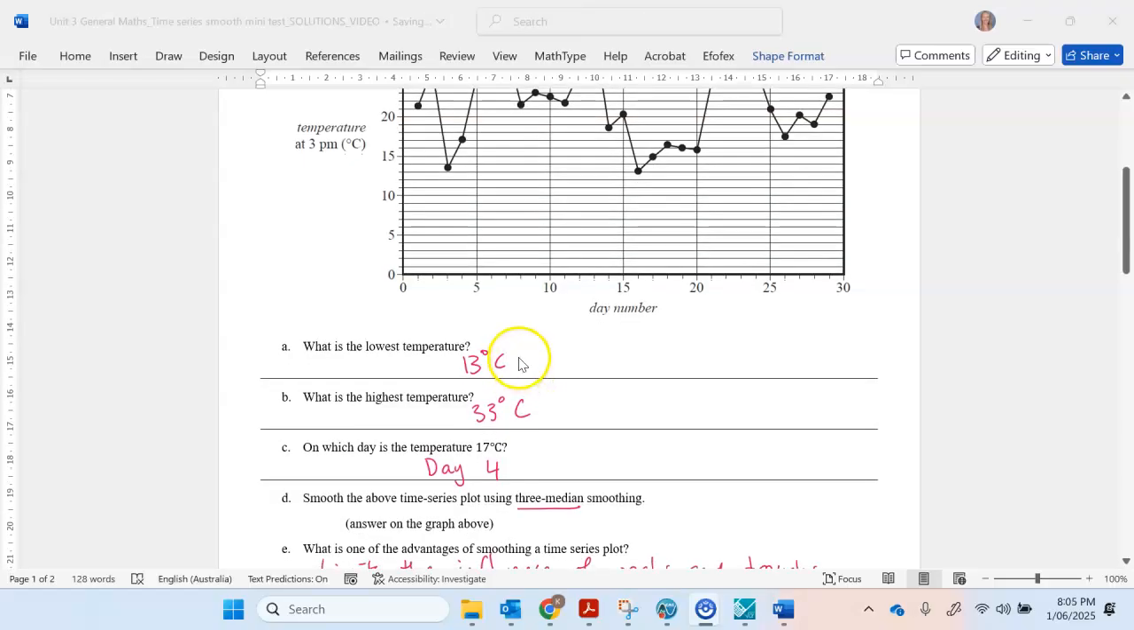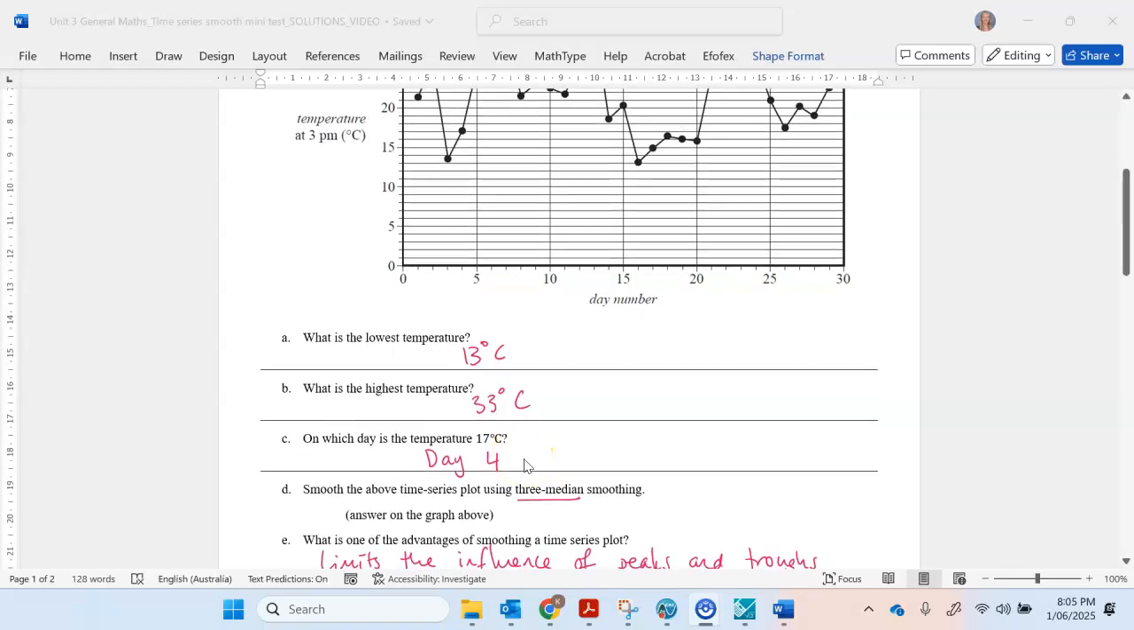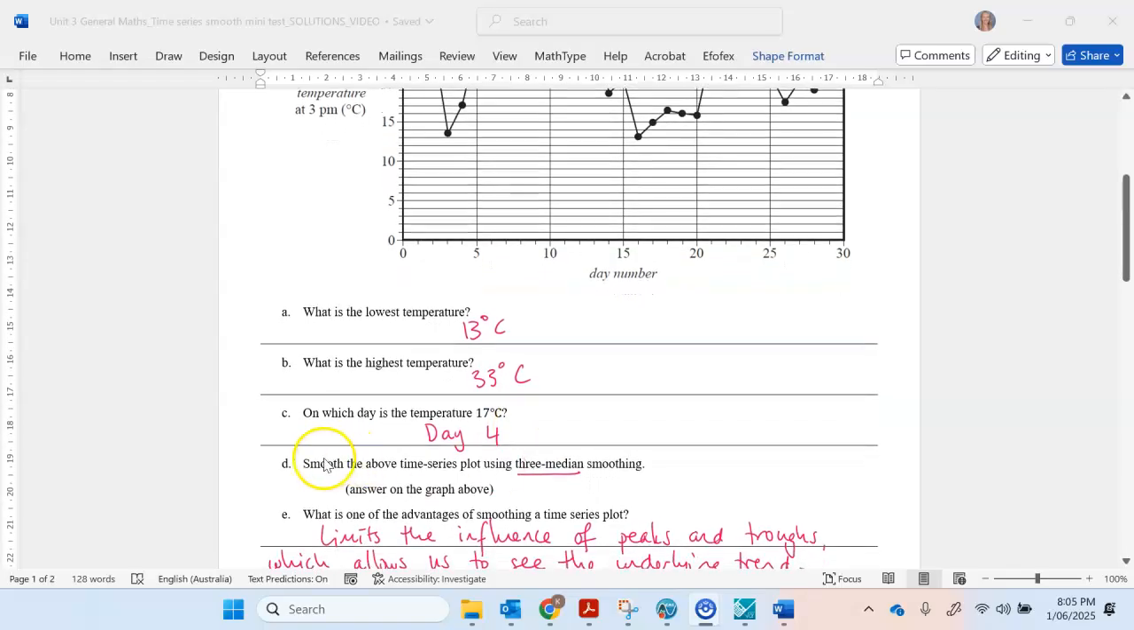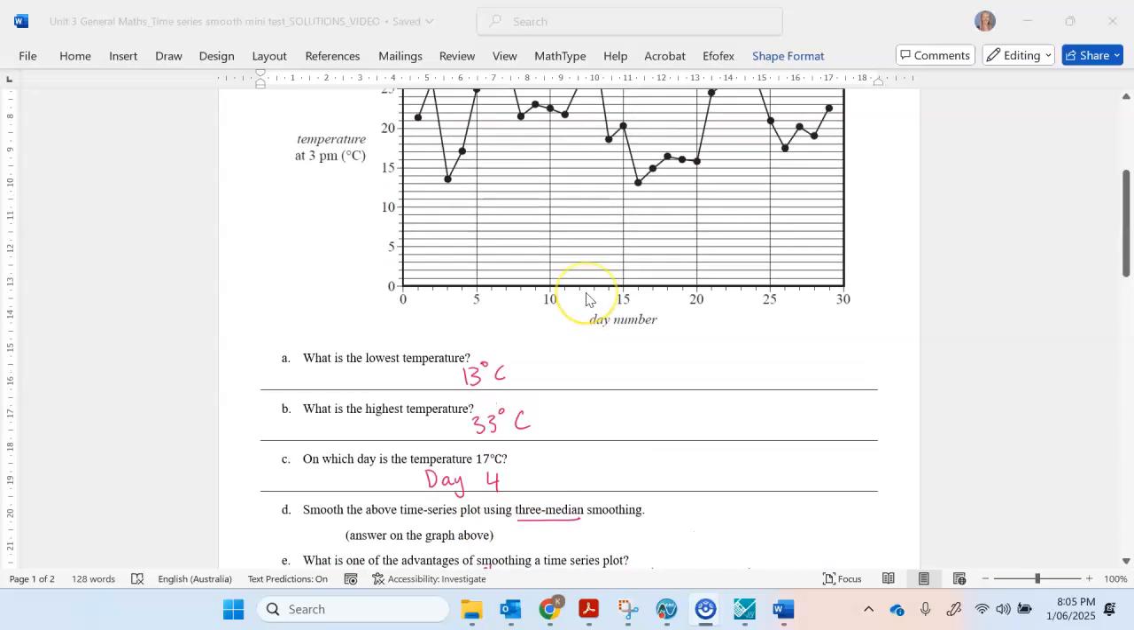It was done quite well. So minimum was 13, max was 33, and the temperature was 17 degrees on day 4. Part D, we had to do 3 median smoothing.